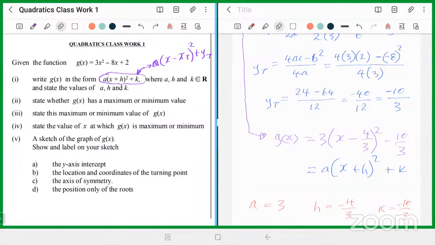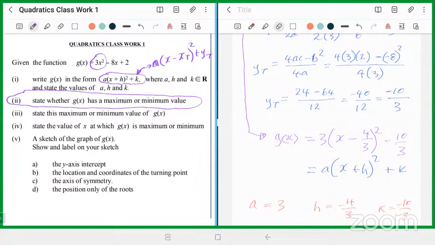All right. So we'll finish the first part. We'll come to the second part now, right here, which is asking us to state whether the function g of x has a maximum or a minimum value. We know that quadratic functions have a maximum or a minimum value. What tells us whether it has a maximum or minimum value at this level is the a value, or we can say the square term.